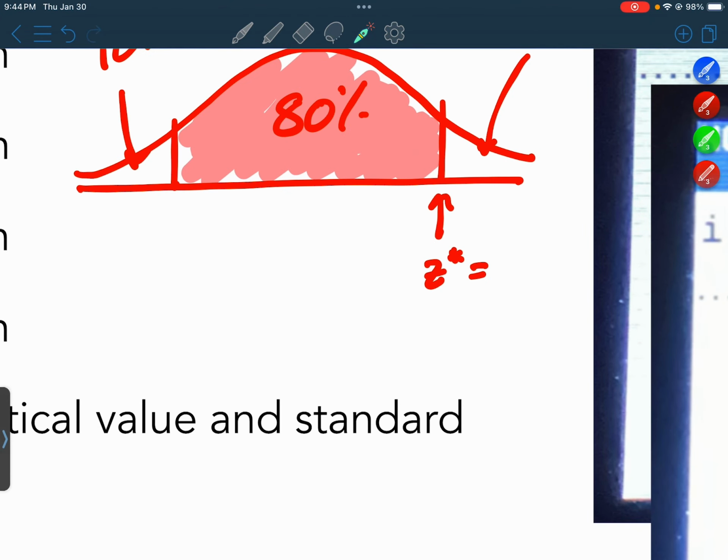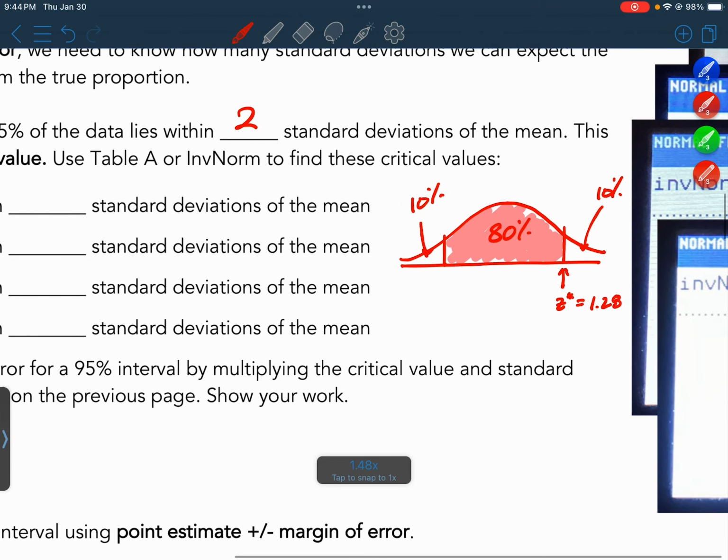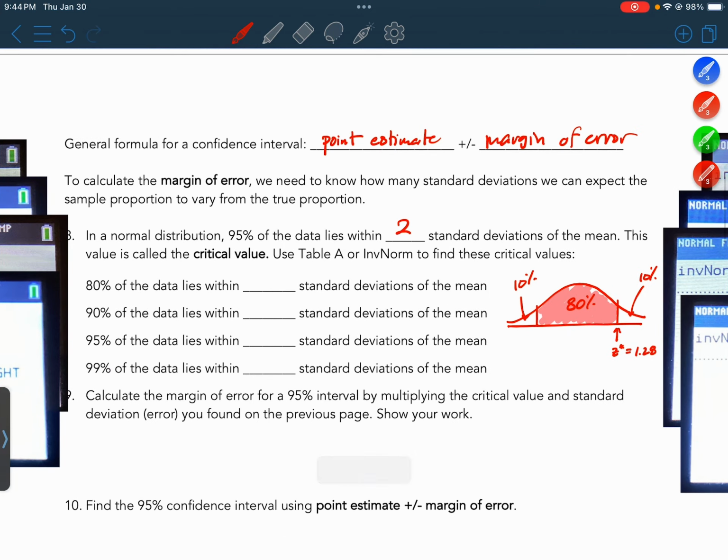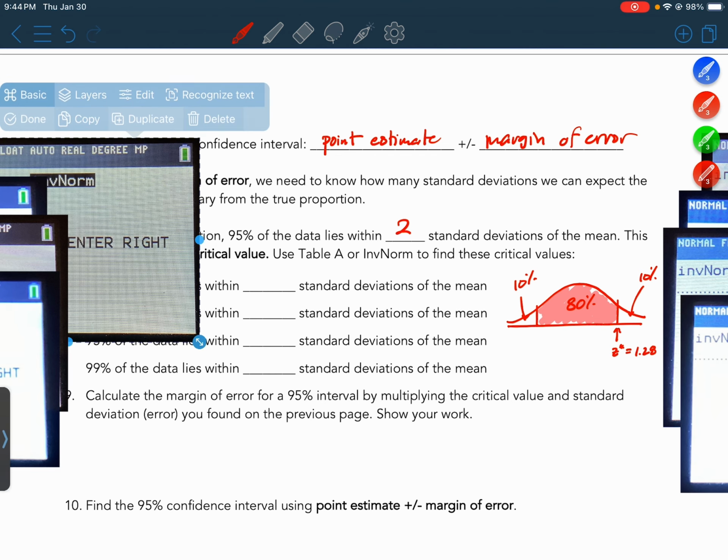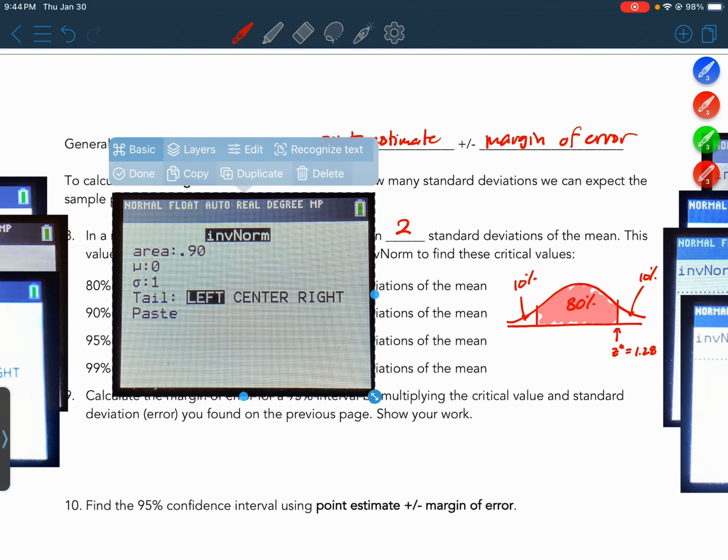All right, so we can write 1.28. That's the old school approach to doing it. The new way of doing it is to use your calculator.